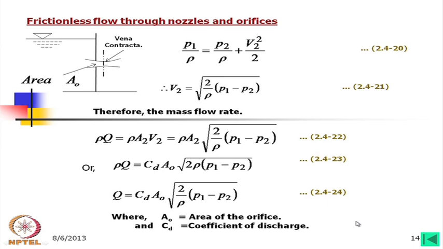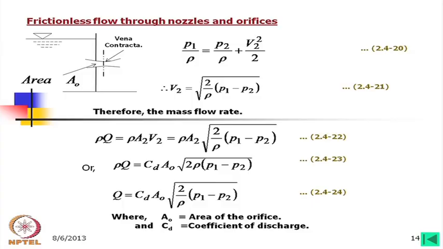Also, care is taken to make the orifice. There are various types of orifice in fluid power components, starting from a circular hole to the variable area, but care is taken so that C_D more or less remains constant. The final equation here, 2.4.24, is Q is equal to C_D A0 square root of 2 by rho (P1 minus P2). This we should remember, because very often we need to use this equation. The other equations which I have shown are normally required when we analyze the inside flow in a valve, but in normal cases this equation will be more useful.